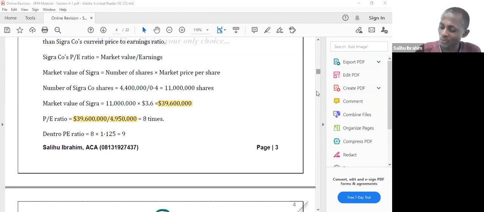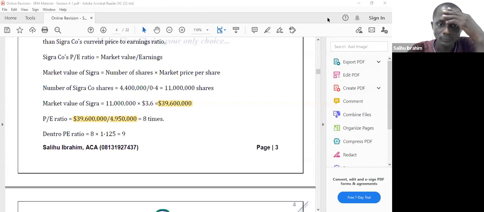Now, what will be the post-acquisition market price per share? It will be the post-acquisition market value all over the post-acquisition number of shares. So I will have 46,912.5 divided by 12,875. That will give me 3.64. So it means after the acquisition, the market price of the combined company share will be 3.64 a share.